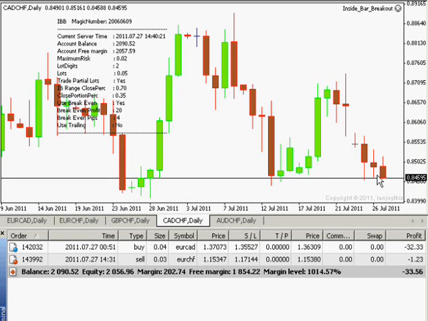Alright, here's the CAD franc. Very close to giving us a short position here. If they could just get that offer below that inside bar there.